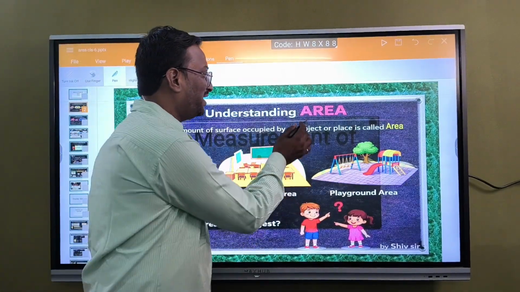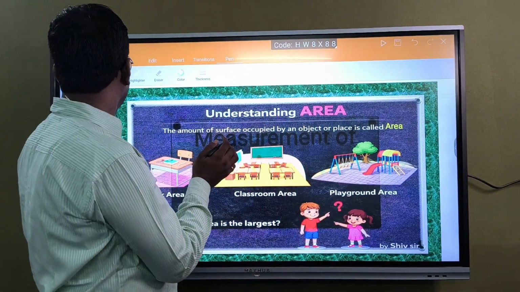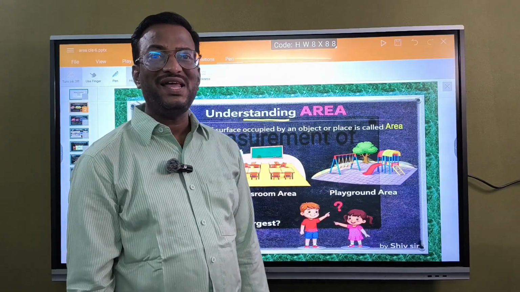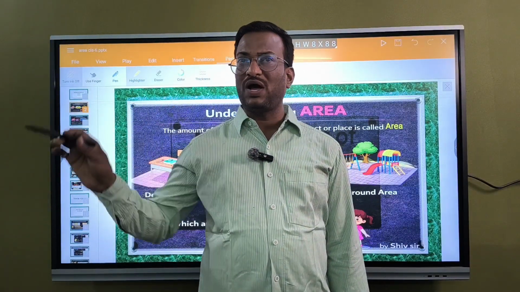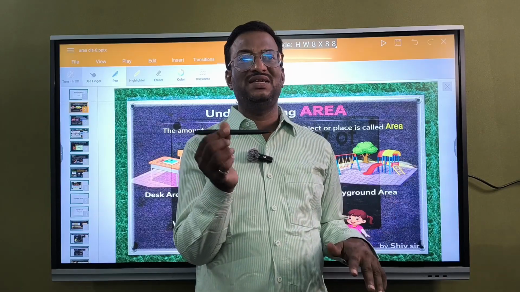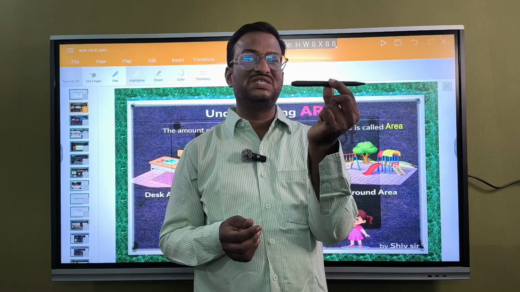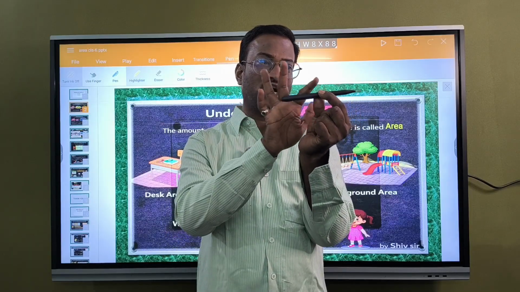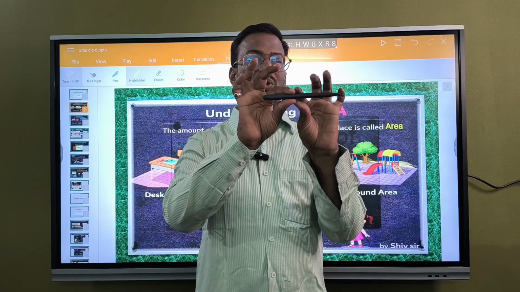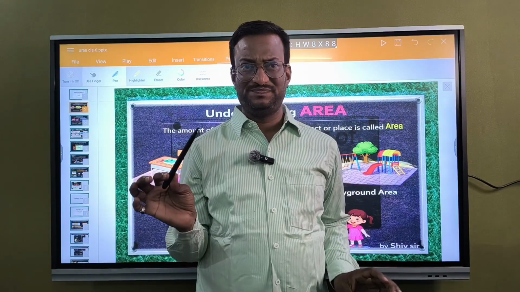See now, understanding the area. So what is area? Area is the total amount of space occupied by an object or place. Suppose, what is the area of this pen? This pen has occupied some particular area, particular space. So the amount of space that is occupied by the pen is called the area of the pen.